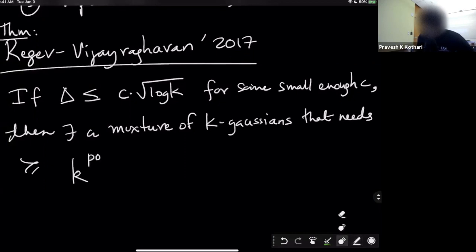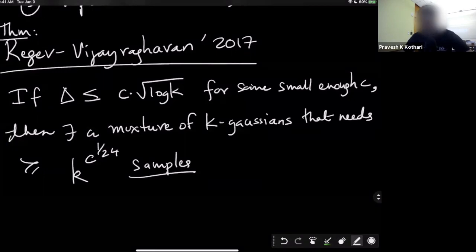Actually, maybe I can be more explicit. It's like k to the C over 1 over 24 samples is what they prove. So, like this lower bound. Just to make sure what kind of lower bound this is: it is not a lower bound on the running time of an algorithm. It's saying that if you wanted to do the clustering right, then you will need a large number of samples. Because you need a large number of samples, certainly you need that much time because you have to read the samples. So this is an information theoretic lower bound. There is nothing computational about it. A small amount of data just doesn't have enough information for you to even do this task.